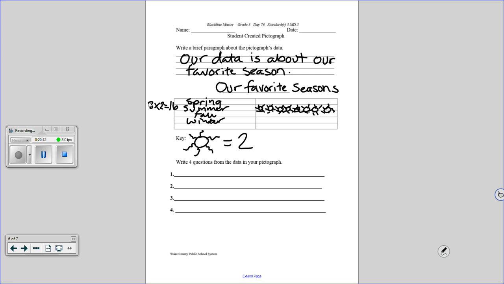Alright, let's get down to winter for a second. There were only 2 votes for winter. So how many suns am I going to draw? Then raise your hand. Santiago? 1. Why 1 sun? I thought we had 2 votes. Because there's 2 votes there, but the sun equals 2 already. Yeah, only 1 sun is equal to 2 votes. So under winter, I'm going to draw my 1 sun.